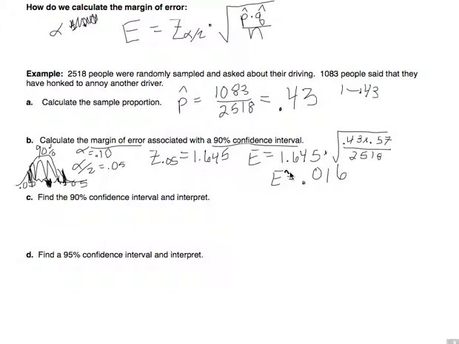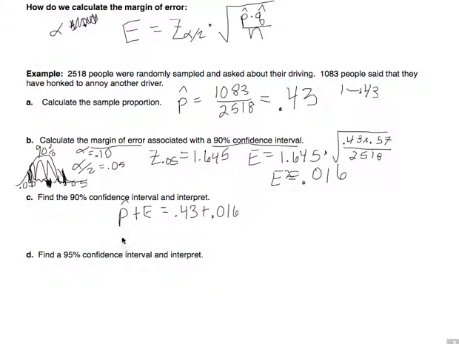So this is going to be approximate, 0.016. This is the value that we're going to add and subtract to our estimator here. So let's find the 90% confidence interval and interpret. Well, if you consider p hat plus the margin of error, we would get 0.43 plus 0.016.